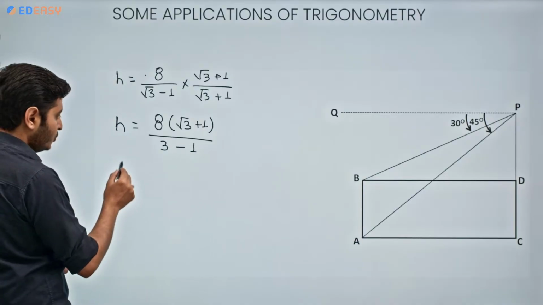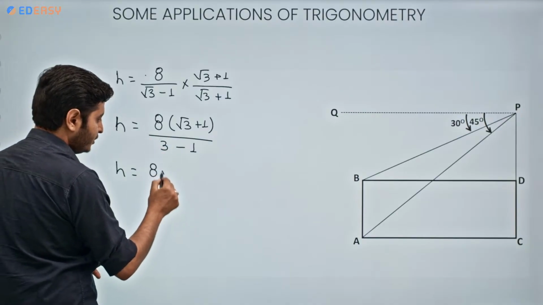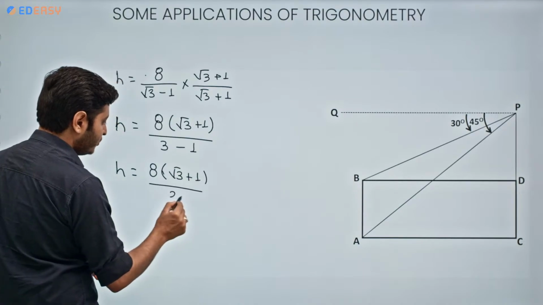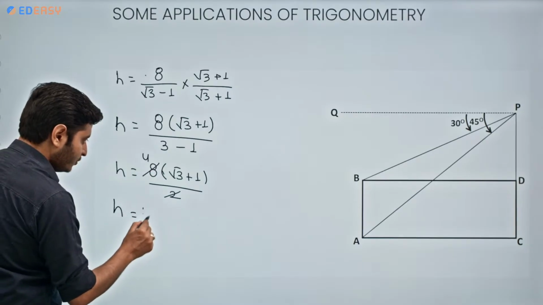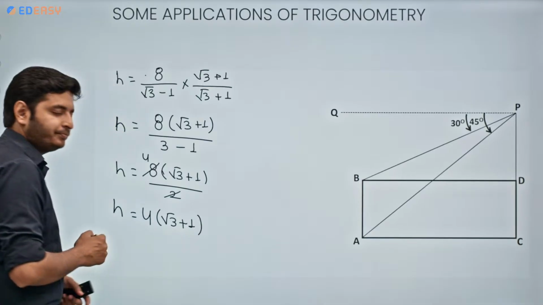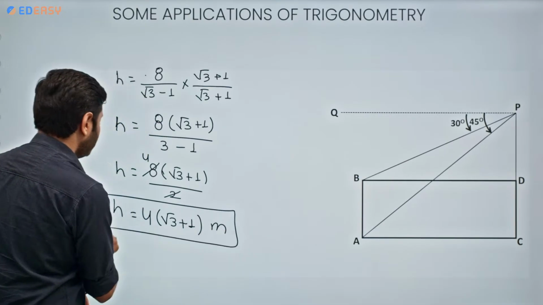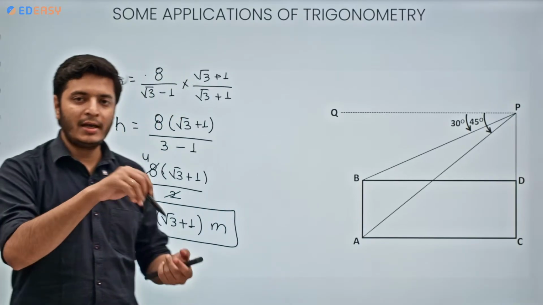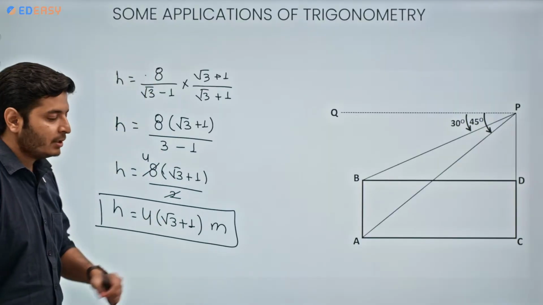This will become 2. So H is 8 into root 3 plus 1 divided by 2. We can cancel. So the value of H will be 4 into root 3 plus 1. This is your height of the tower, of the multi-storied building. So now you can write that the height of the multi-storied building is 4 into root 3 plus 1.